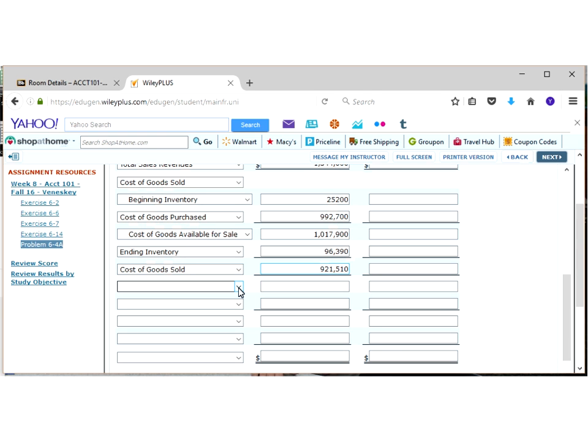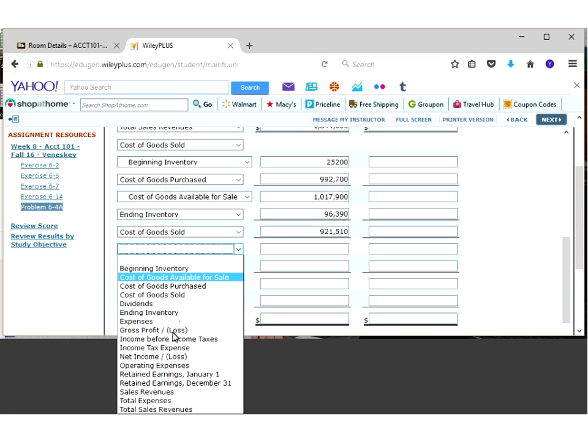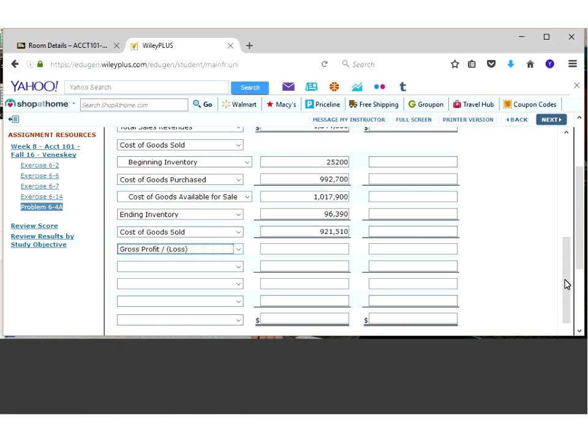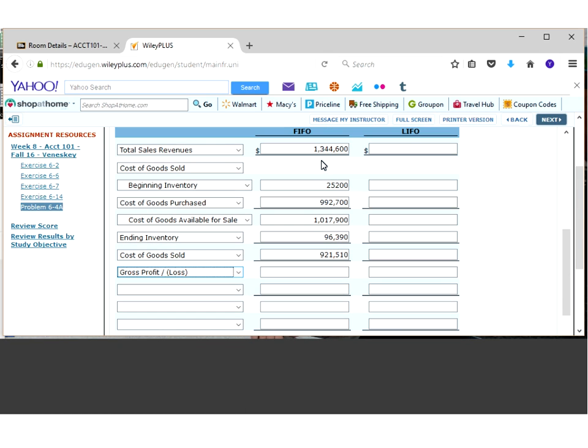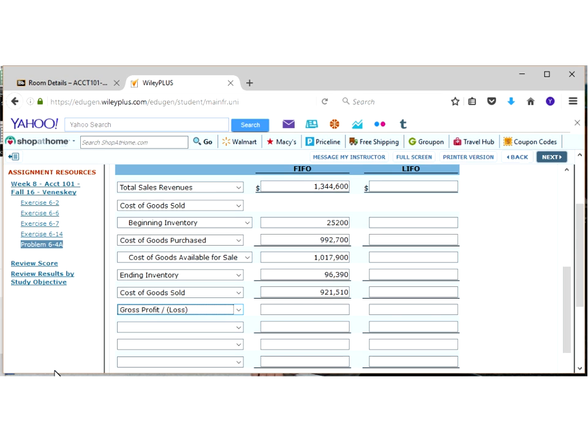Now that I know my cost of goods sold, I can get back to the real income statement. Sales minus cost of goods sold gives me my gross profit. So remember, here's my sales. Sales was 1,344,600. Subtract the 921,510 that I just calculated, and I'm left with 423,090.